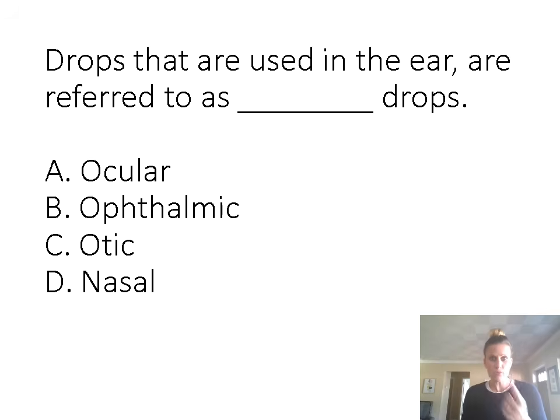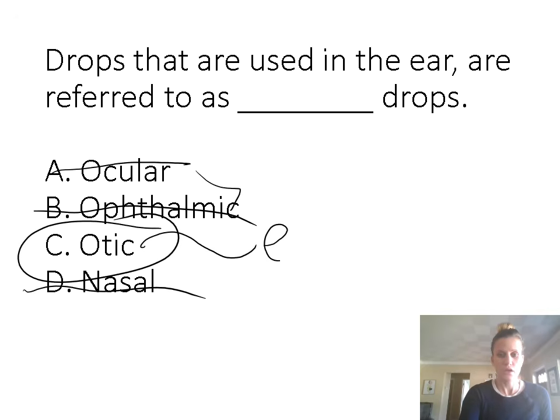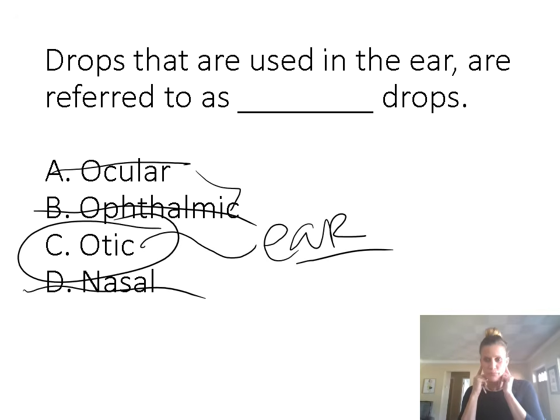We already said that nasal means nose. So ear drops wouldn't be called nose drops, right? Nasal drops would be for the nose, so no. Ocular and ophthalmic both mean the eyes. So ophthalmic drops would be eye drops. So no, that only leaves one, otic. And you guys should know that otic refers to the ear. So ophthalmic is eye, otic is ear, nasal is nose. So drops that are used in the ear are otic drops.